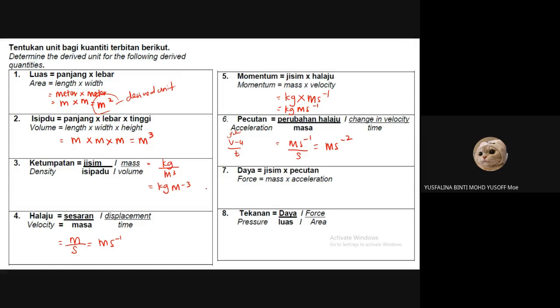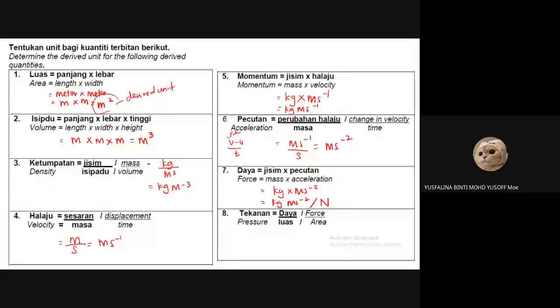For the force, force is mass times acceleration, okay? So mass is in kg, and acceleration we already calculated as m s negative 2. So kg m s negative 2. I think you already know, force we can call a Newton, N. So if you put kg m s negative 2 it is also correct, and if you put N it is also correct.